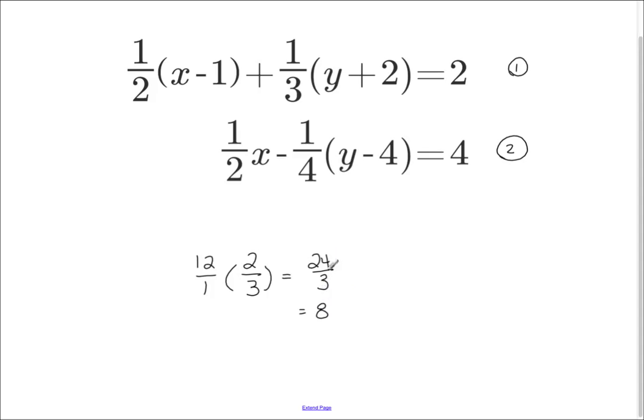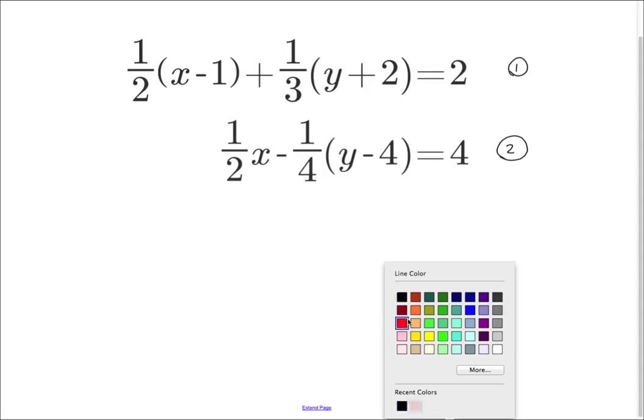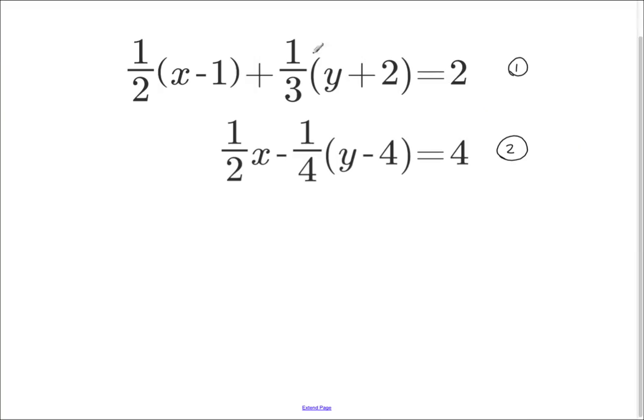And the reason 3 goes into 24, which is the number we got when we multiplied 12 by 2, is because 3 actually goes into 12. In fact, I could have gotten to 8 a little quicker by saying, well, 3 goes into 12 4 times, and then multiplying the 4 by the 2 to get my 8, rather than doing the multiplication and then the division afterwards. So this is a canceling effect. And this is what we're going to do to get rid of the fractions entirely. I'm going to change the color of my pen here.